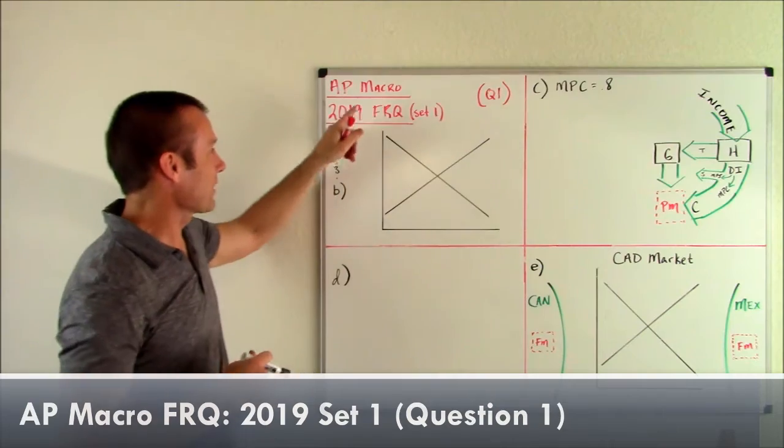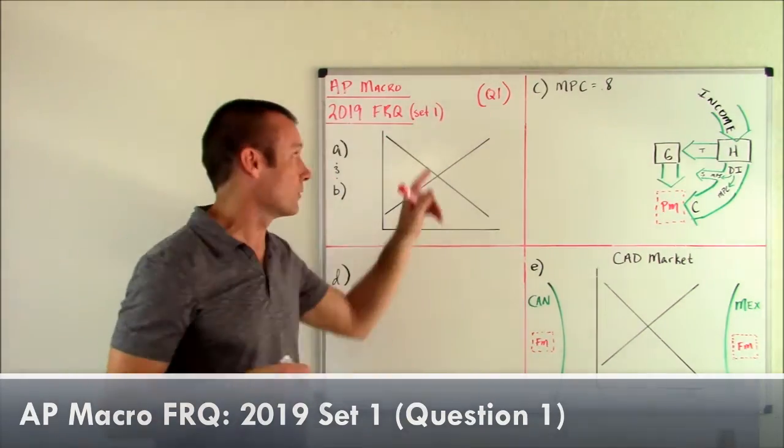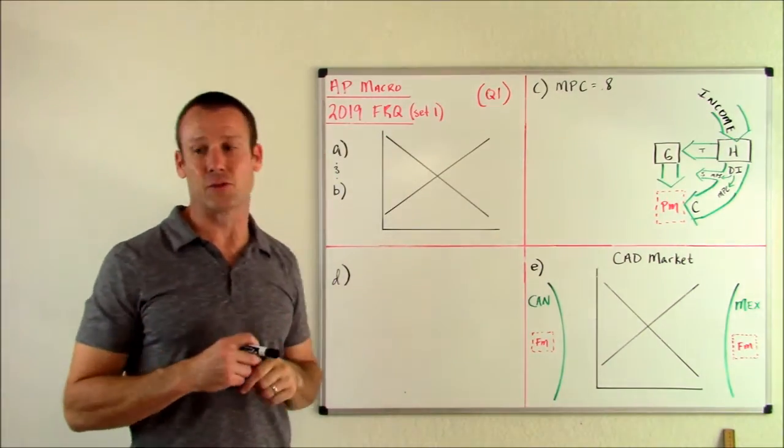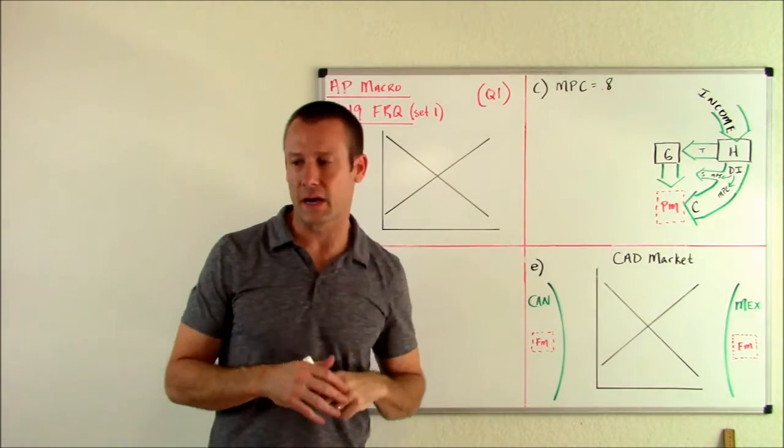Hey everybody, this is AP Macro. This is the 2019 FRQ. This is set 1, question 1. Let's get to it. Number 1, Canada is an open economy, guys.